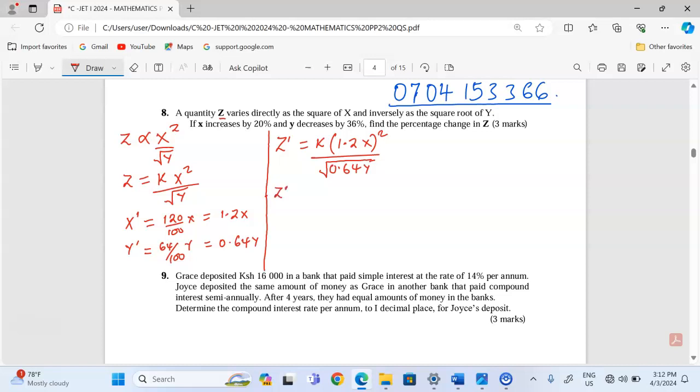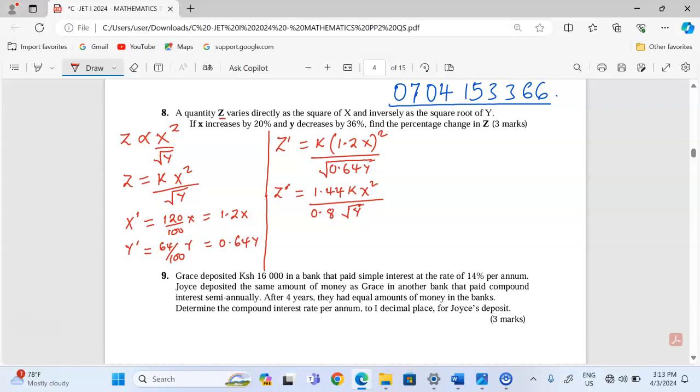So new z is going to be, when we take 1.2 squared, we get 1.44 k x squared divided by the square root of 0.64 y. We're going to get 0.8 the square root of y. This is now the new z.